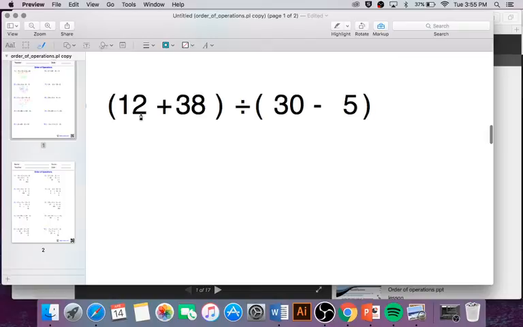Our next problem, we have 12 plus 38 in parentheses divided by 30 minus 5 in parentheses. So the first thing we're going to do is solve our parentheses in the order that they appear. So we have 38 plus 12, which is 50.